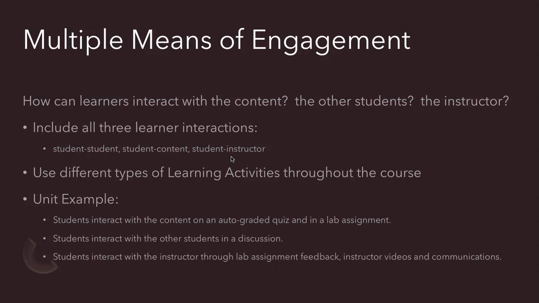So this is really how learners interact with our content, the other students, and the instructor. So those three types of learner interactions. We want to use different types of learning activities throughout our course. That makes it so that it actually maintains that engagement overall. An example within a course unit, you might have the students interacting with your content on some auto-graded quizzes and in a lab assignment. They'll be interacting with other students on a discussion or a learning activity, and they'll interact with the instructor through maybe assignment feedback, instructor videos, or other course communications. So there's multiple ways that they're engaging with the content and with each other. So they're getting it a lot.